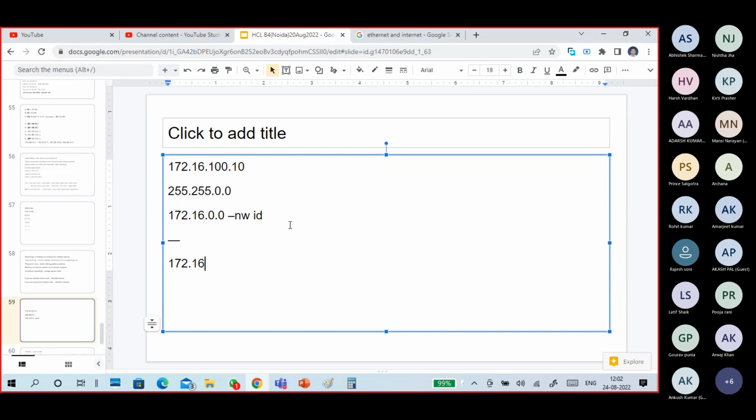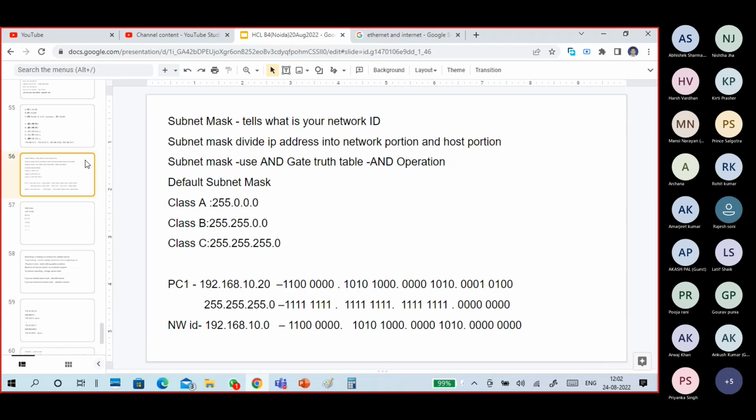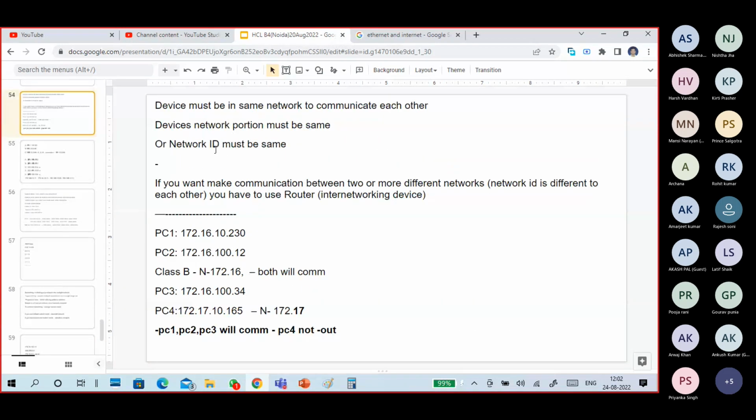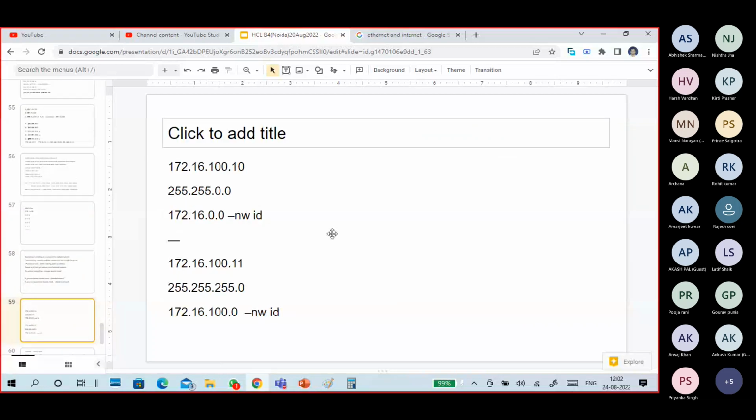If in case the same IP has a different subnet mask, the network ID will be different. Both look the same, but both won't communicate with each other because their network ID is different. I mentioned that earlier too: the network ID must be the same. So you must know how to calculate the network ID with the subnet mask.